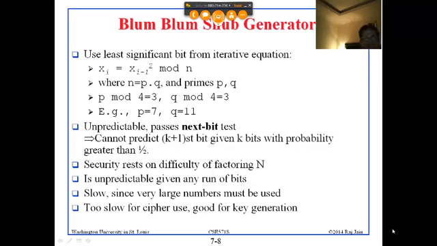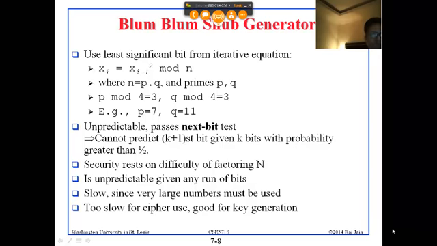Obviously, you will probably not use these small numbers. You will use large numbers, but this is an example. Basically, whatever numbers you select, P and Q have to be prime, and they have to be such that P mod 4 is 3 and Q mod 4 is 3. And if you select n like that, then you get the randomness such that you cannot predict the k plus first bit given the k bits with probability greater than half.